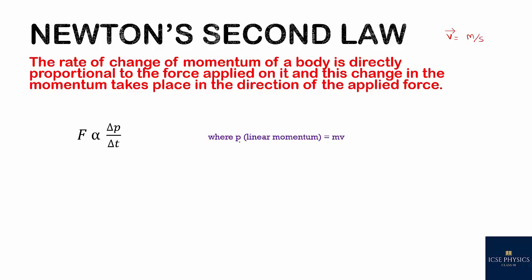So here, momentum is a product of mass into velocity, and velocity is a vector, so I will put an arrow over it. Now let's find out what is the unit of momentum. Momentum is mass. Mass is kg. Now velocity is meter per second. So the unit of momentum is kg meter per second.